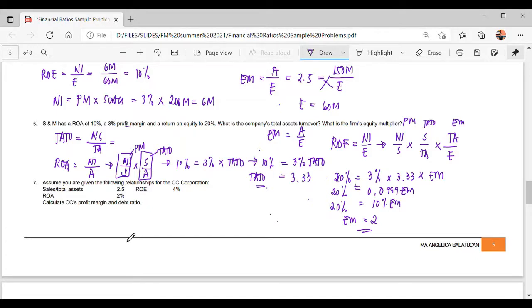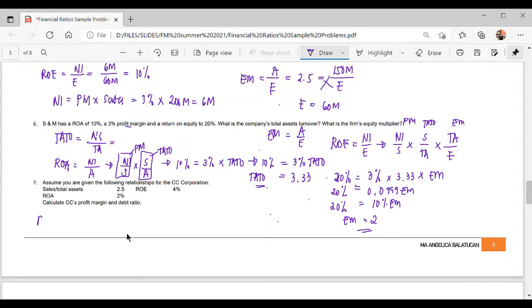Okay, so it has the same situation with the previous problem. So there's sales over total assets. So this is your TATO. Okay, and then we have your ROA, and then you have your ROE. Okay, so your total assets turnover is 2.5. So ROE, profit margins, or ask for the profit margin. So you can start with, okay, which one can you compute first?